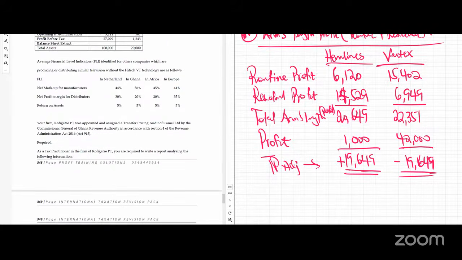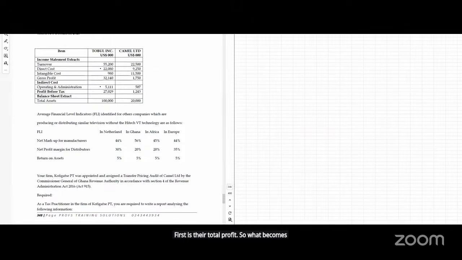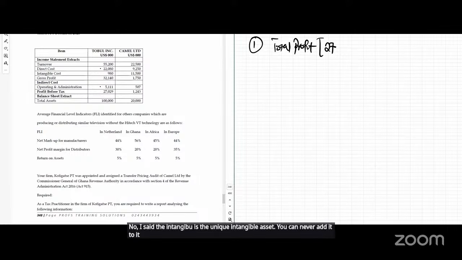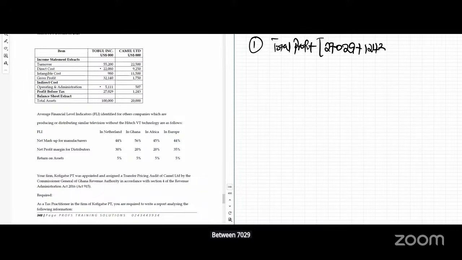First is their total profit. So what becomes the total profit? Are we supposed to add the intangibles to it? No, I said the intangible is the unique intangible asset. You can never add it to it. So what's our total profit? 27,029 plus 1,243. Okay. So when you add, what do you get? That's our total profit.